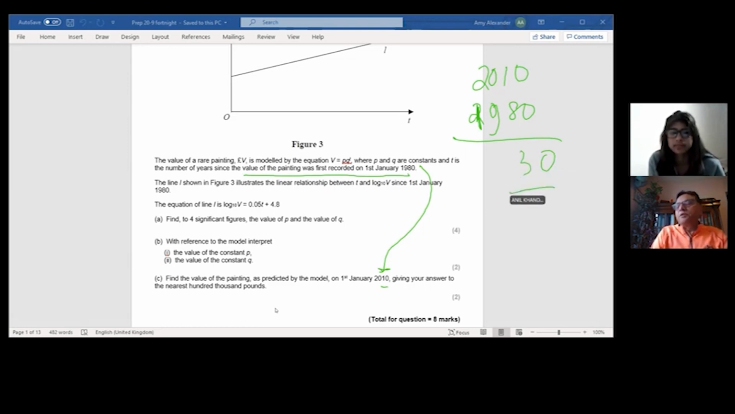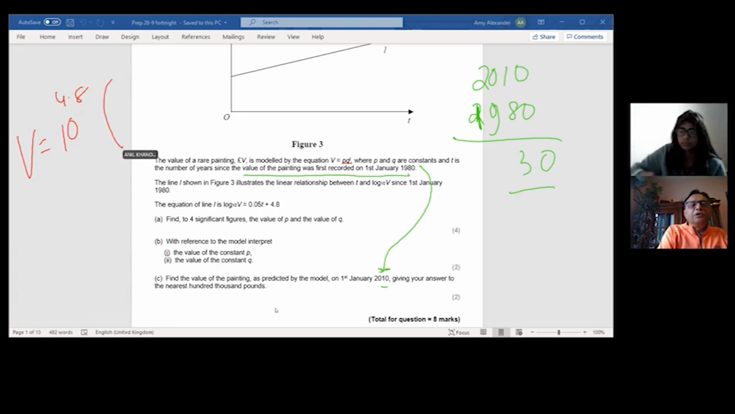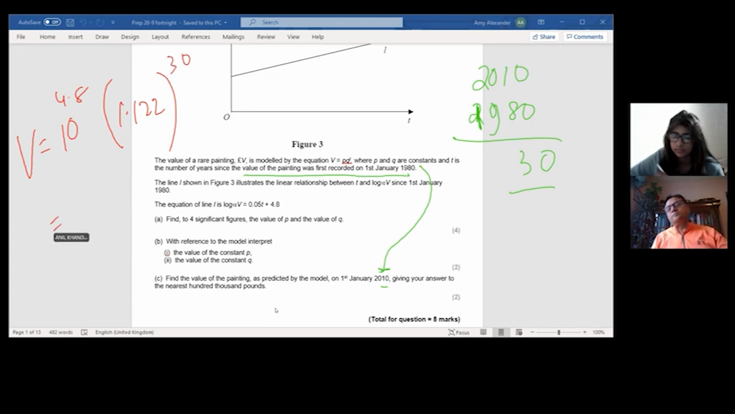You know both P and T, right? So use the formula. You'll substitute this value as equals to 10 to the power of 4.8 times Q value, which is 1.122, I think, correct? Yeah. And T is 30. So you can use a calculator to calculate this value: 10 to the power of 4.8 times 1.122 to the power of 30.